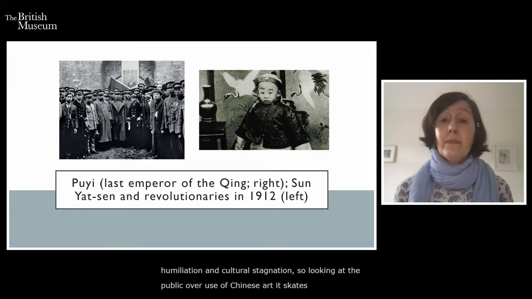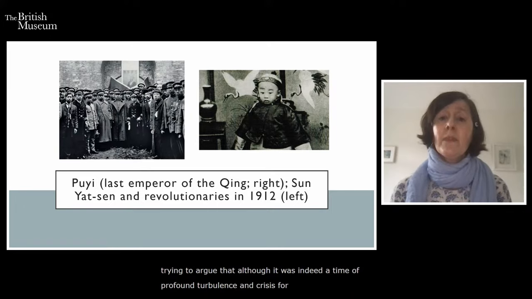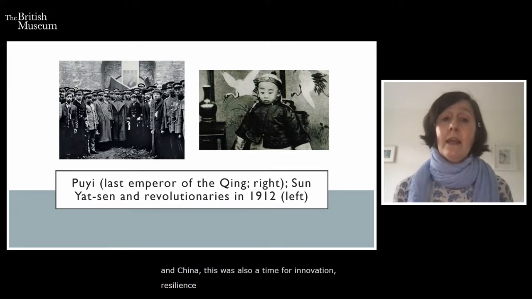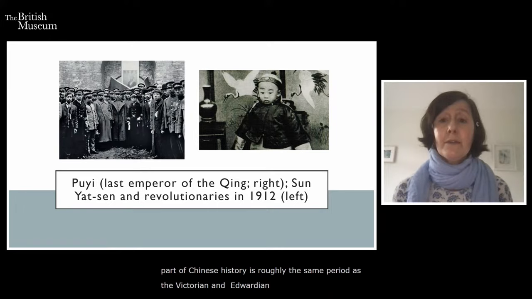But in the exhibition, we try to argue that although this was indeed a time of profound turbulence and crisis for the Qing Emperor and for China, this was also a time of innovation, resilience, and extraordinary transformations. This part of Chinese history is roughly the same period as the Victorian and Edwardian eras in Britain, the latter being a crucial period in building modern Britain and also the world.